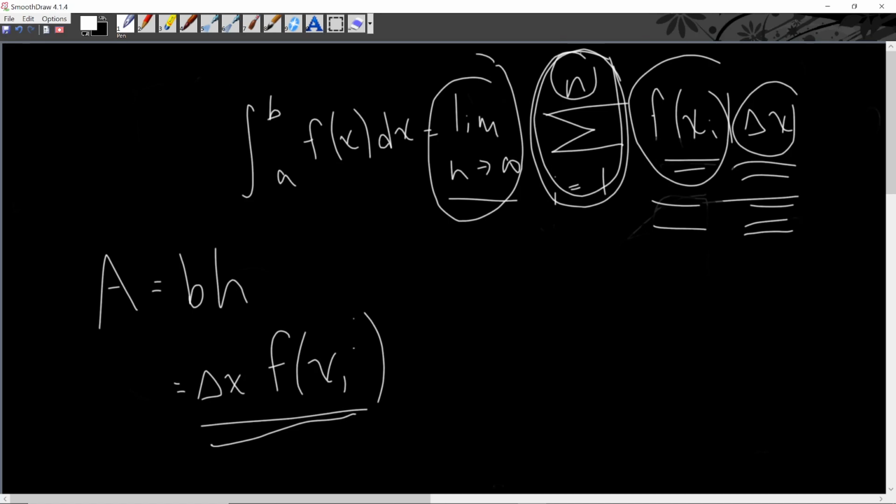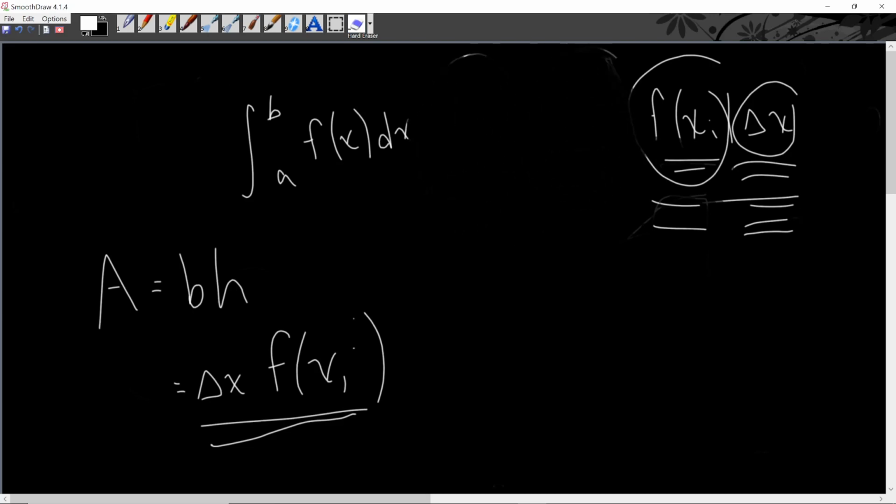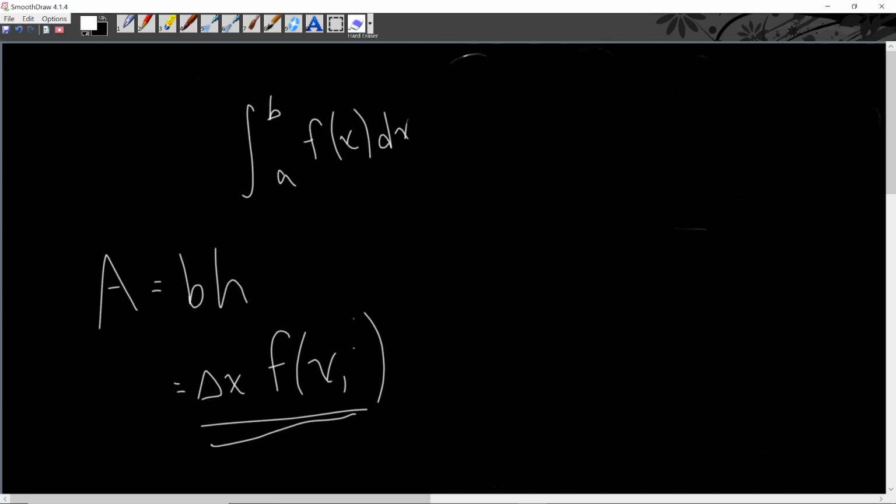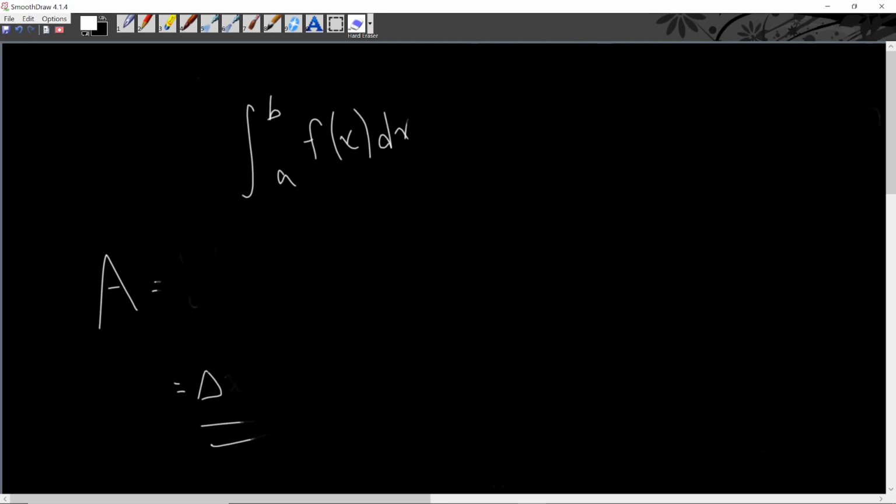And since there is an infinite number of these impossibly thin rectangles, when you sum up all of them, you'll simply get the area under the curve from a to b, so along that interval. Again, if that doesn't make too much sense, it doesn't matter that much. I'll try to sum it up all in one sentence.